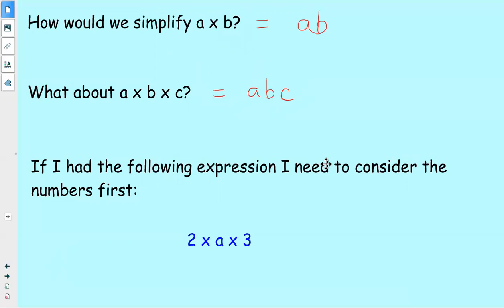Next one, if I had the following expression, I need to consider the numbers first. So the numbers are always written first. So if I consider them like terms, but you're multiplying this time, so 2 multiplied by 3 is 6, and 6 multiplied by A is 6A. When you become confident, you just go straight to that answer there.